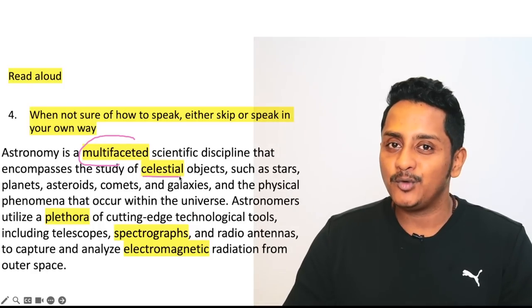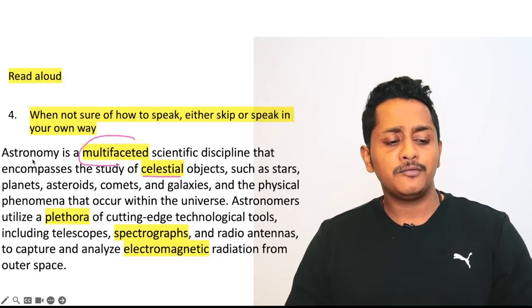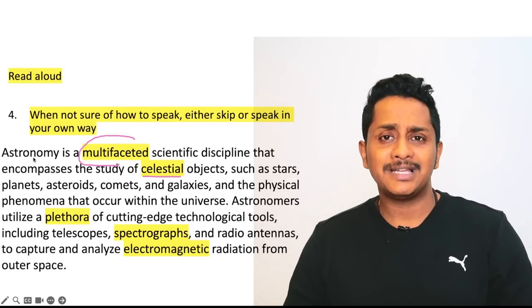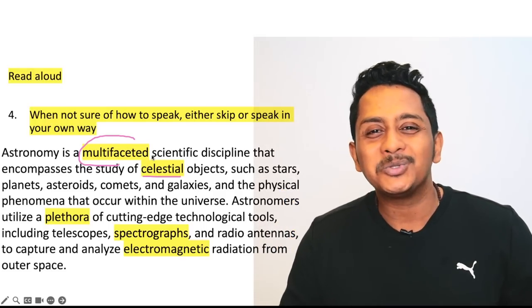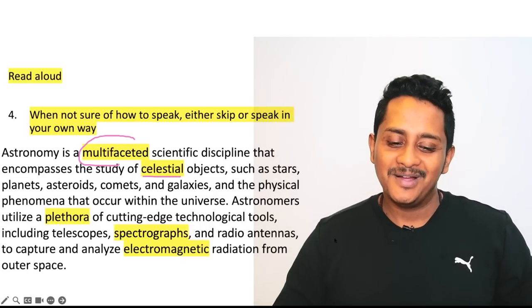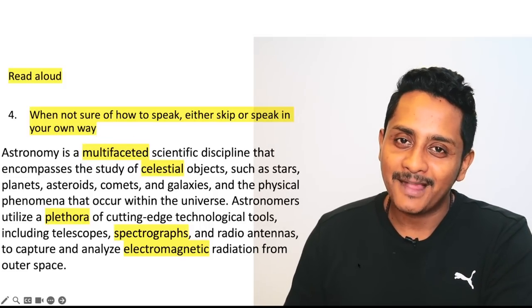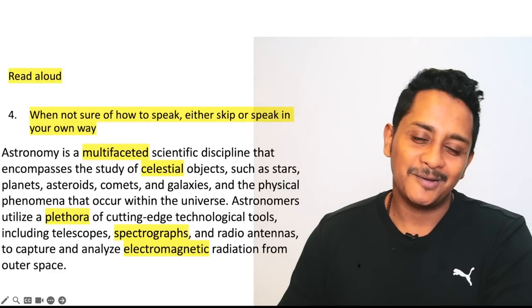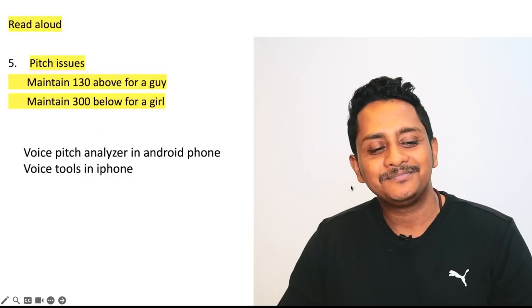Let's say celestial, I'm not sure. Well, I'll say celeste. Astronomy is a multi-phase scientific discipline that encompasses the study of celeste objects. Is it fine? Yes. Speak very clearly. Even if you speak wrong, it's okay. Don't break the rhythm. People make this mistake, but they try to speak the word correctly. As a result, they end up making a lot of fumbling. Fluency completely gone case. Don't focus much on the content.